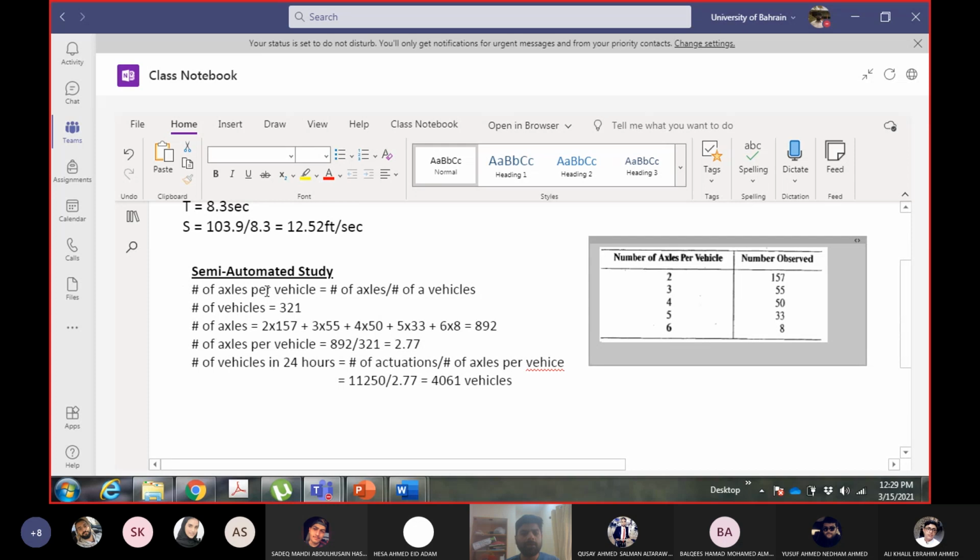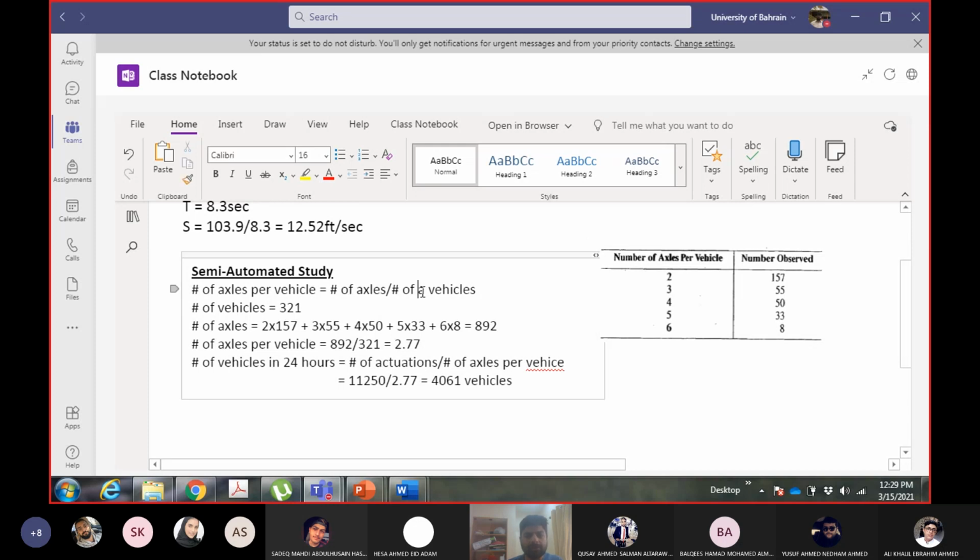Okay, so first of all, number of axes per vehicle means number of axes divided by number of vehicles. How many vehicles did I observe? 321. What is 321? 157 plus 55 plus 50 plus 33 plus 8. You add all of them, and you get the number of vehicles observed.